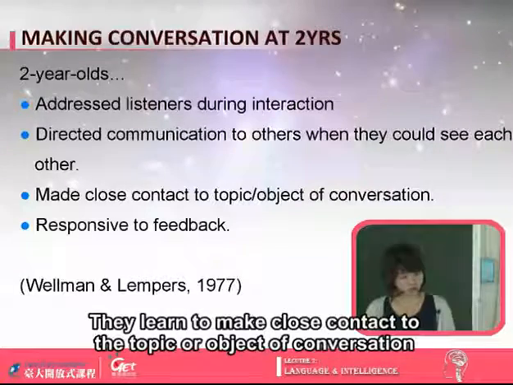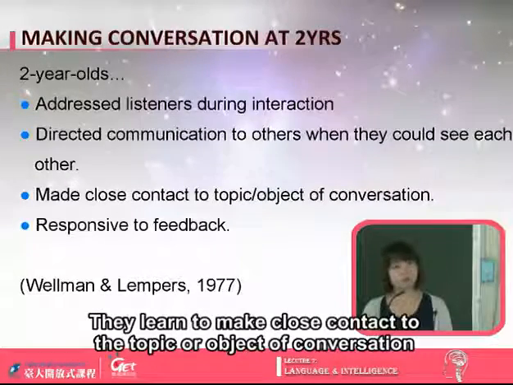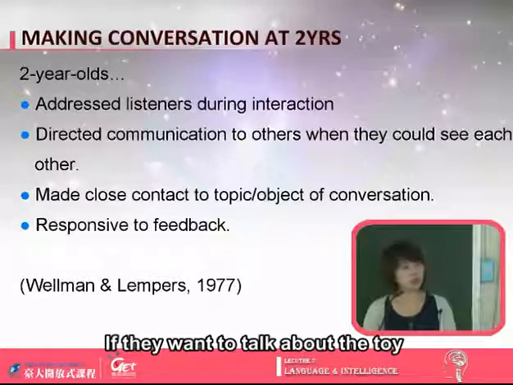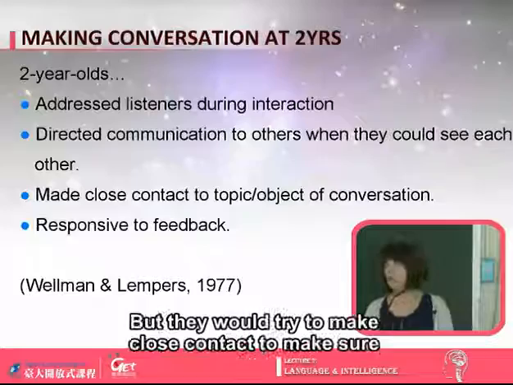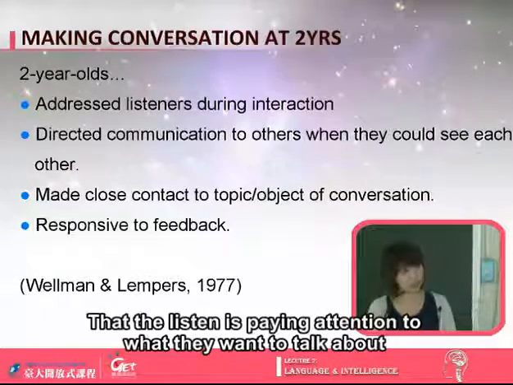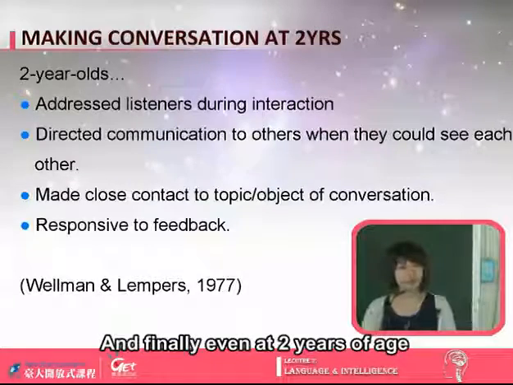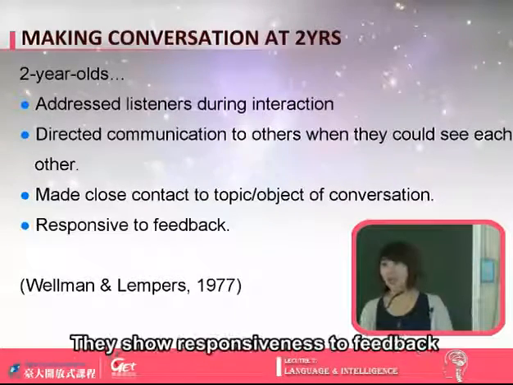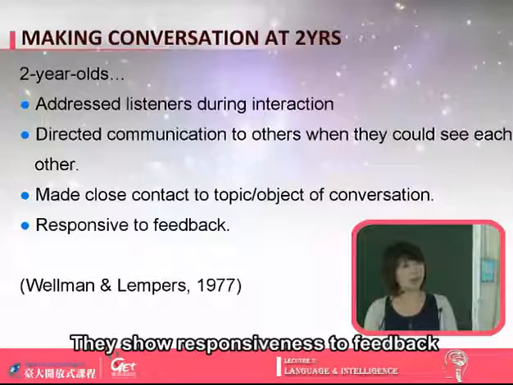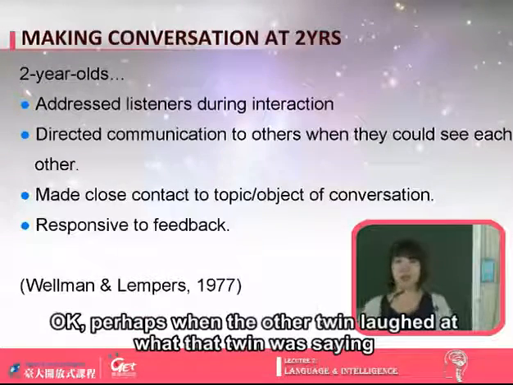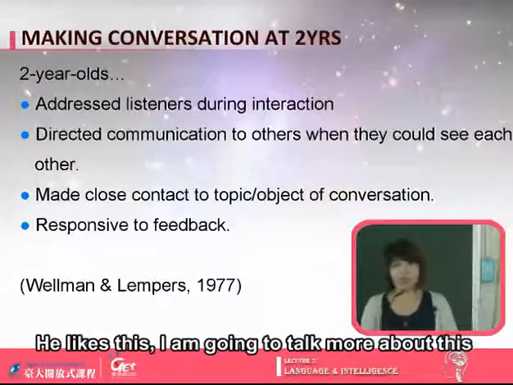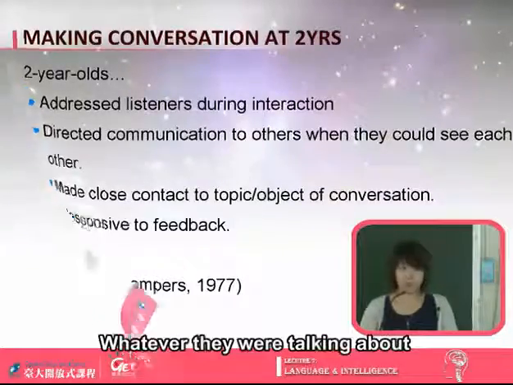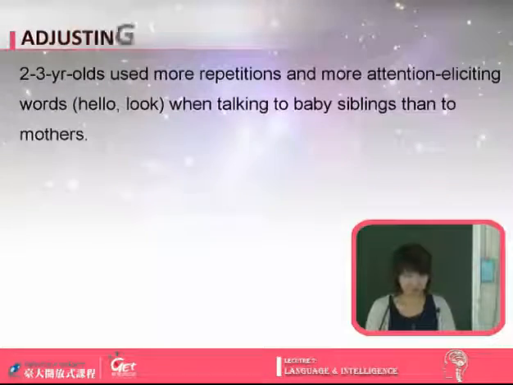They learn to make close contact to the topic or object of conversation. If they want to talk about a toy, they would go to the toy and then maybe go da da da da da at the toy. But they would try to make close contact to make sure that the listener is paying attention to what they want to talk about. And finally, even at 2 years of age, they show responsiveness to feedback. Okay, perhaps when the other twin laughed at what that twin was saying, that twin feels reinforced. Oh, he likes this. I'm going to talk more about this, whatever they were talking about.